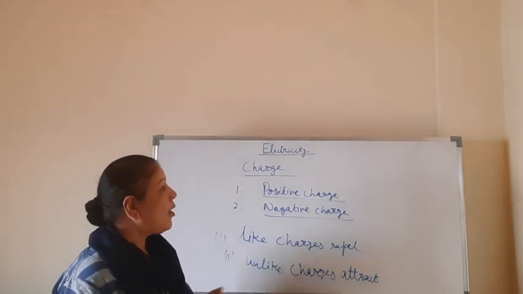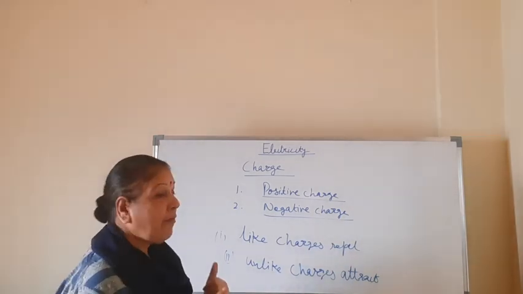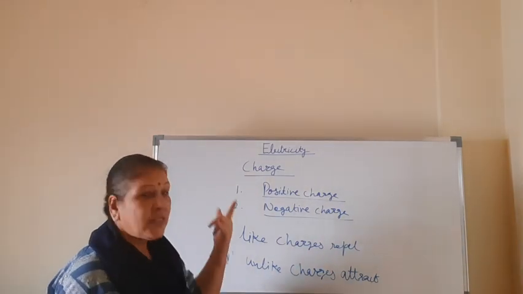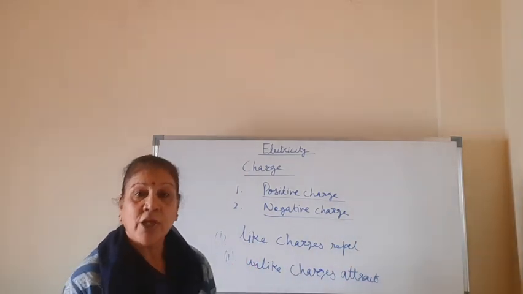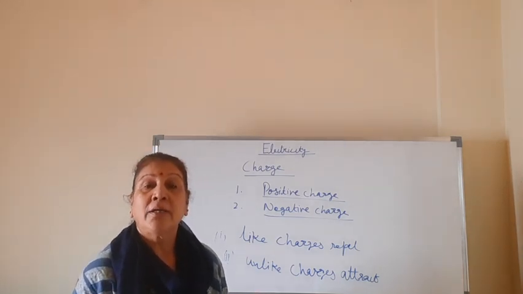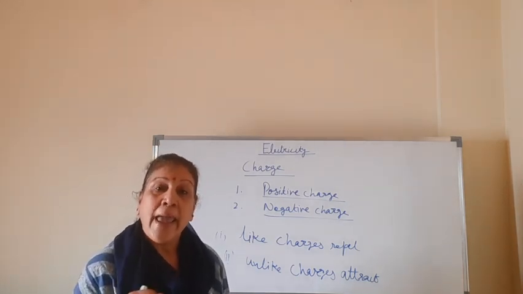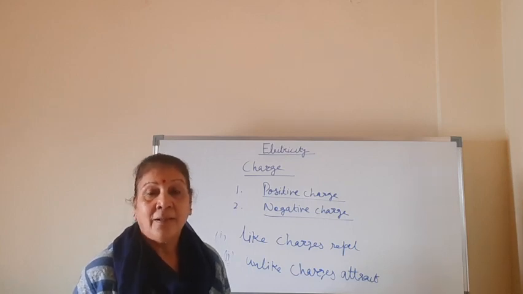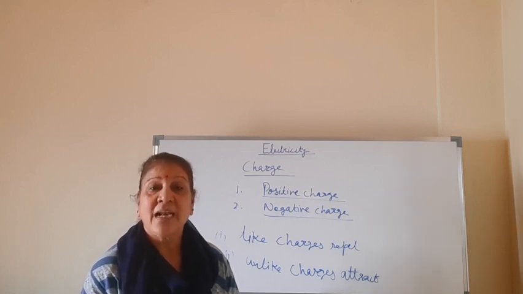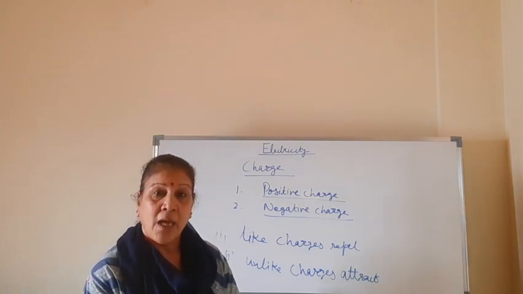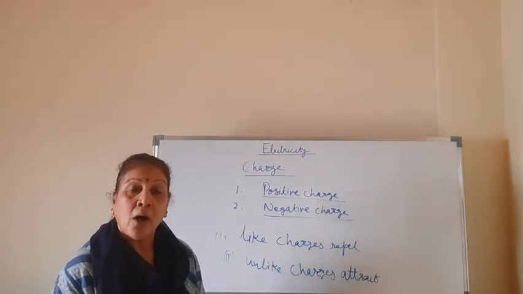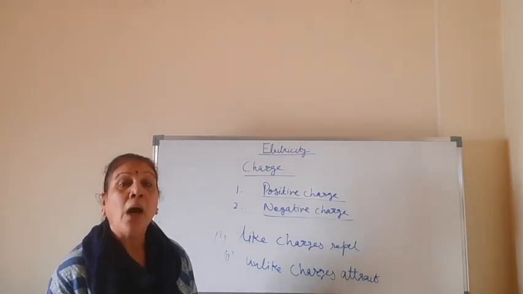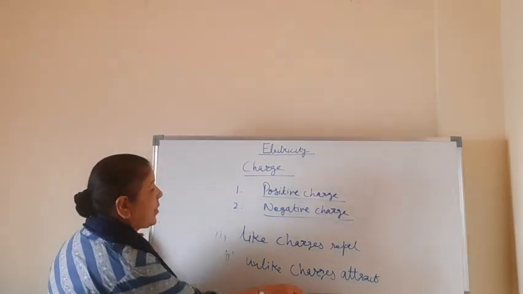So what did we discuss till now? Electricity, what is electricity? Where do we use it? What is charge? What are the different types of charges? How does the plastic comb, plastic ruler, or the ebonite rod or the glass rod acquire the charge, that is the positive or negative charge, depending upon the substance, whether it is glass, plastic or ebonite. So it means due to friction, any object can acquire the charge. But how does it happen? We are going to discuss that now.